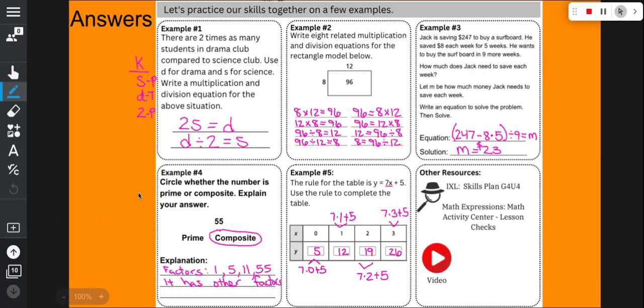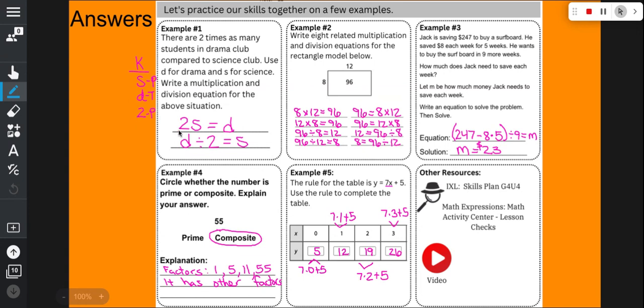All right, welcome back. Let's check our answers. There are 2 times as many students in drama as compared to science club. We're going to write a multiplication and division equation. So science is a part, drama is the total because there are more kids in drama than there are in science. And 2 is our change amount, so that is a part. So our multiplication is going to be the S and the 2.